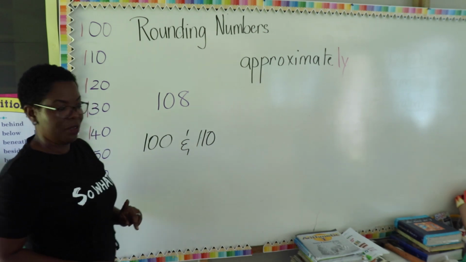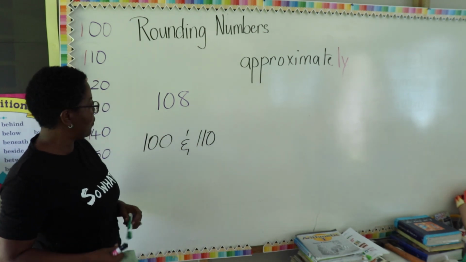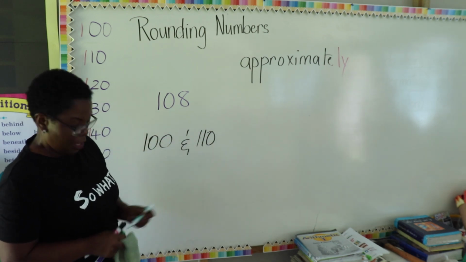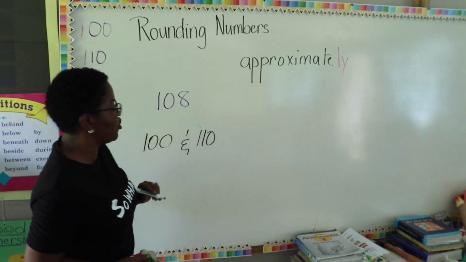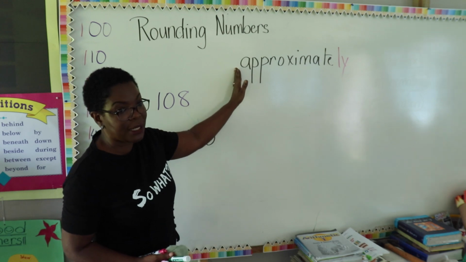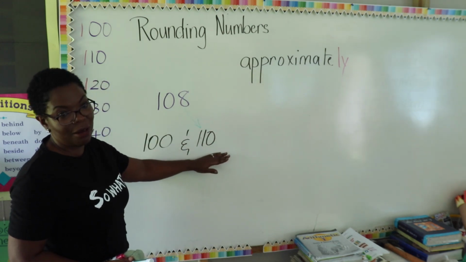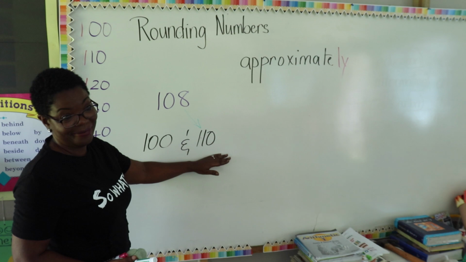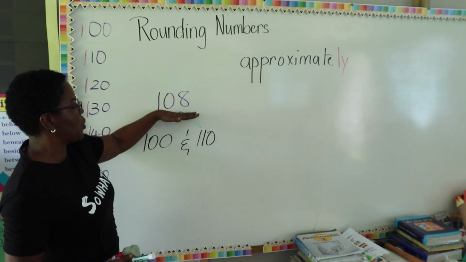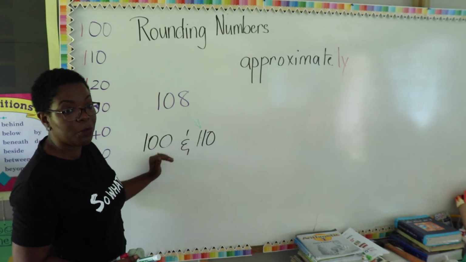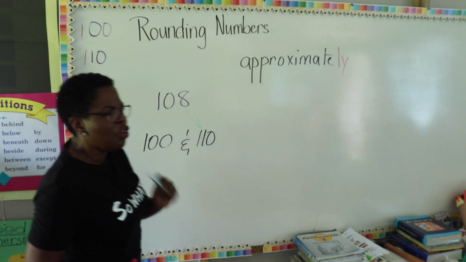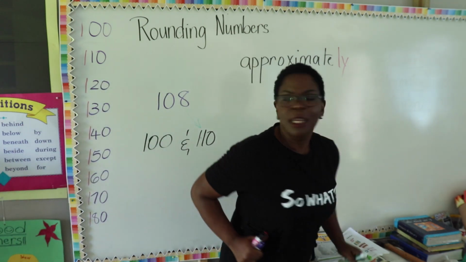Now, here's a question. Which one is it closer to? Is it closer to 100 or to 110? 110. Okay, it's closer to 110. So if I have $108, I can say I have approximately $110. Are we understanding that? So this is a way you could also set out yours. Set it like that, put the tens it comes between, and you'll figure out which one it's closer to. Do we understand that? Do we need to try more examples? Yes. All right, no problem.